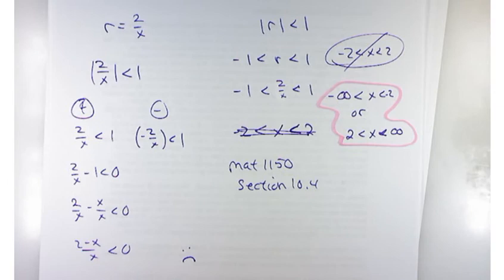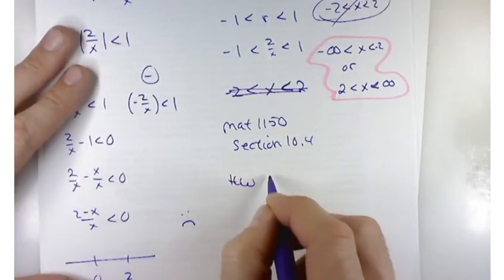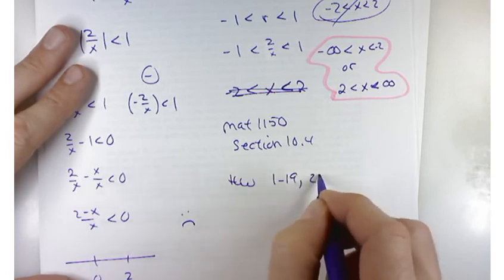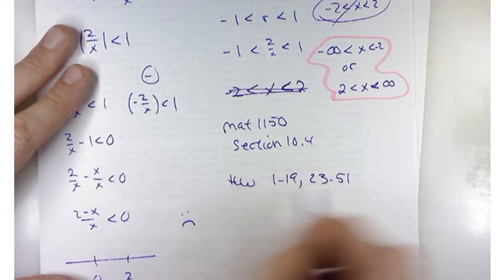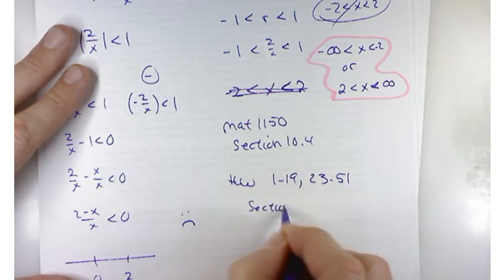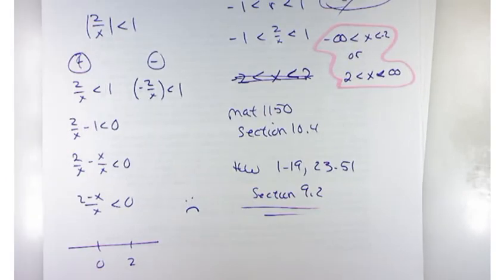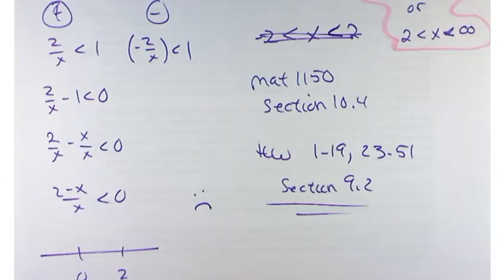And let me give you some homework. For homework, try 1 through 19, 23 through 51, and that's section 9.2. Okay, let's take a break.